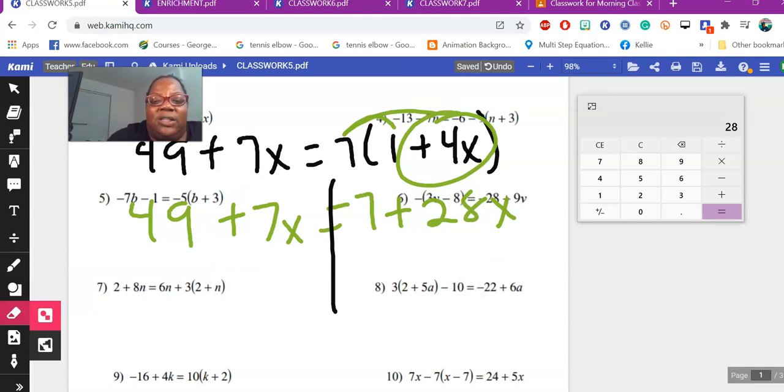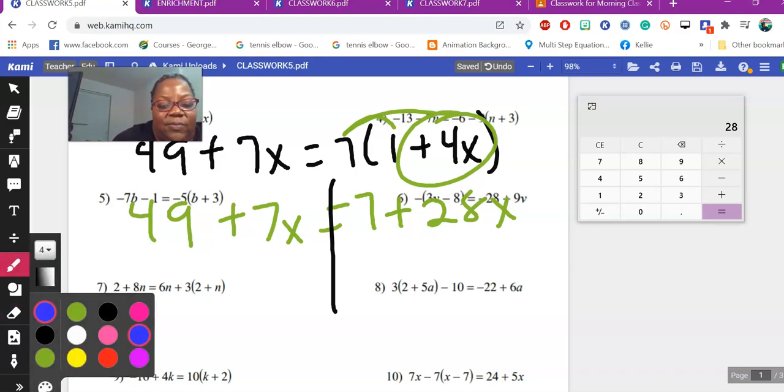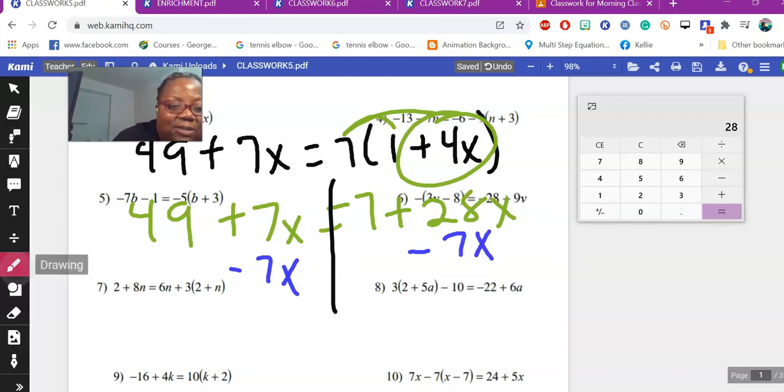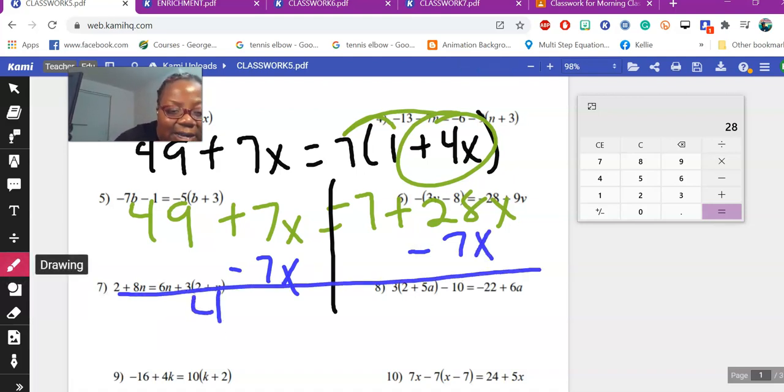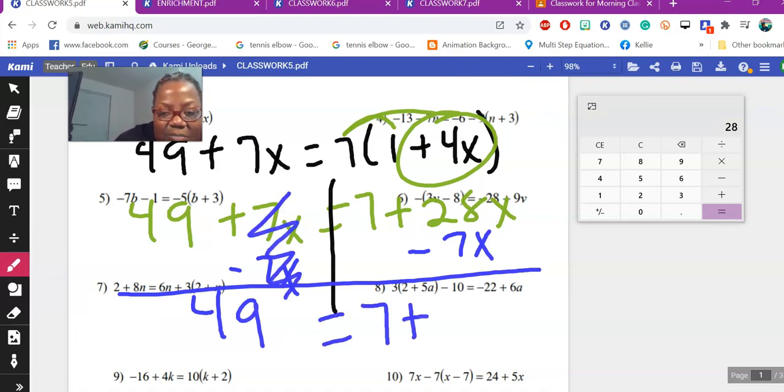Again, move the one that looks like it's going to be easier to move, right? Because you have to do the opposite of what you see. So to me, it's easier to move the 7x because all I have to do is subtract 7x. Subtract 7x. So when I do that, I now have 49. That canceled out.